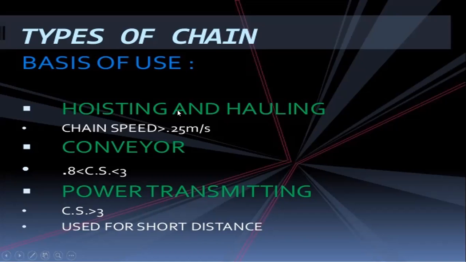So in these three types, the first one is the hoisting and hauling type. In the hoisting type, they are going to lift heavy trucks or heavy bogies, that is the railway bogies or any other thing. And the next one is the conveyors.